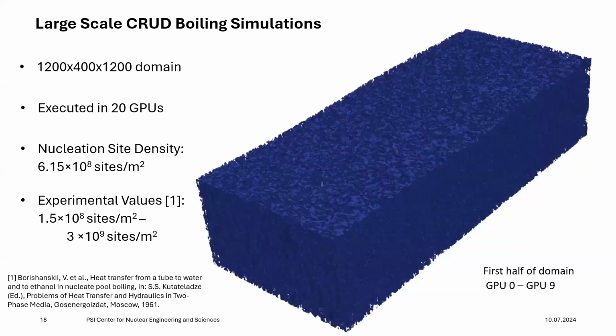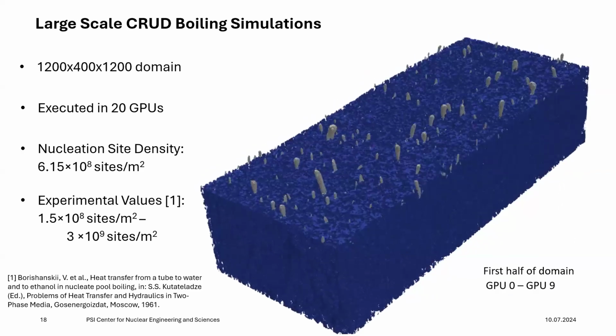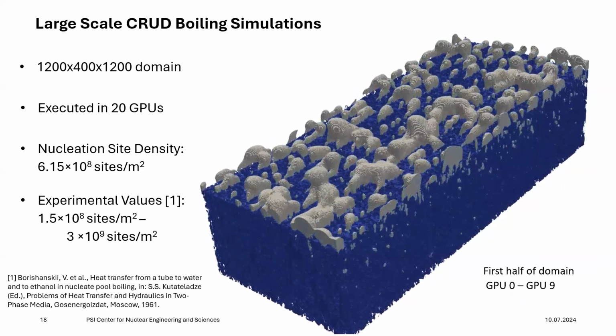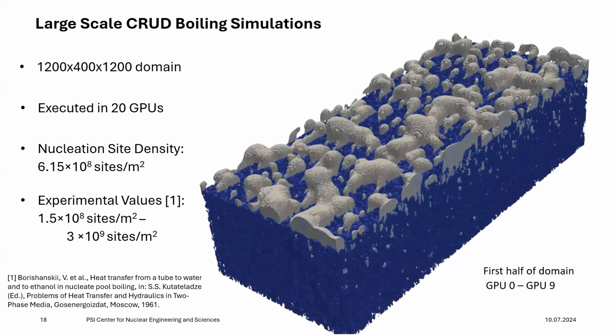And as the final simulation, this is a large-scale domain. We run on 20 GPUs, and we have the generation of bubbles at multiple points in the domain, which, as the simulation progresses, start to merge and detach. For this domain, we got a nucleation site density of 6.15 times 10 to the power of 8 sites per square meter, which aligns with the experimental values.